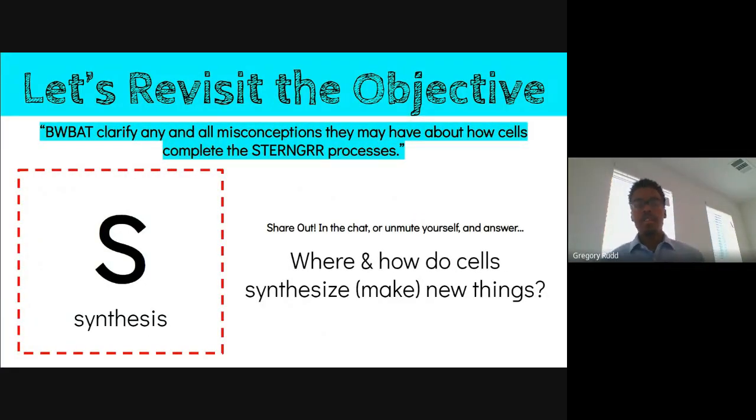And that's a good segue into talking about Stirninger. So as we wrap up the lesson, I always want to get in the habit of revisiting the objective. One of the objectives for the day was biologists will be able to clarify any and all misconceptions they may have about how cells complete the Stirninger processes. So the S in Stirninger, you hopefully remember, stands for synthesis. My question for you, and you can type it in the chat, you can unmute yourself, whatever you prefer: where and how do cells synthesize new things? Where and how do cells make new things? Just provide me with an example of how cells make new things.